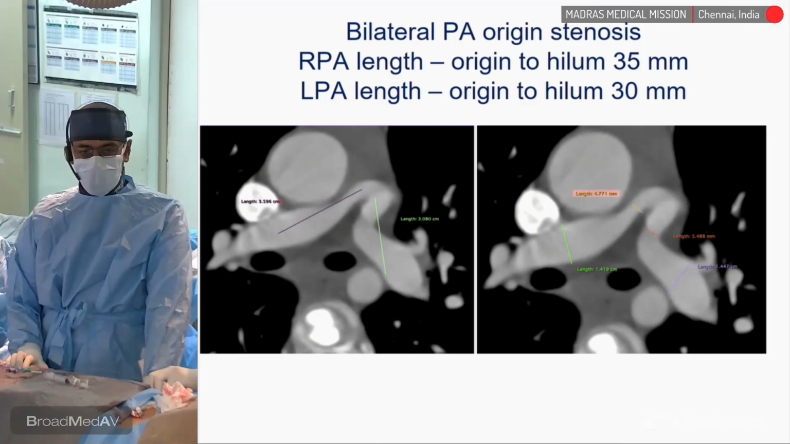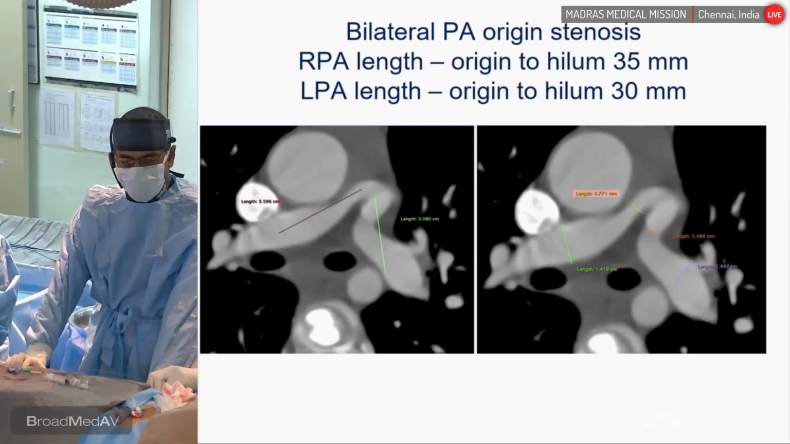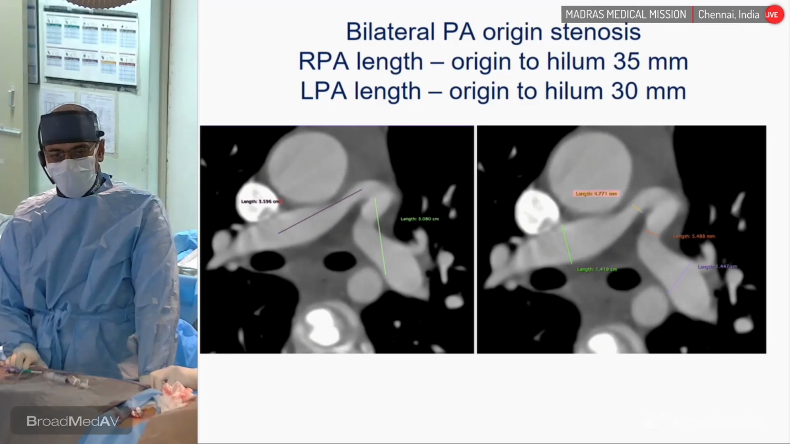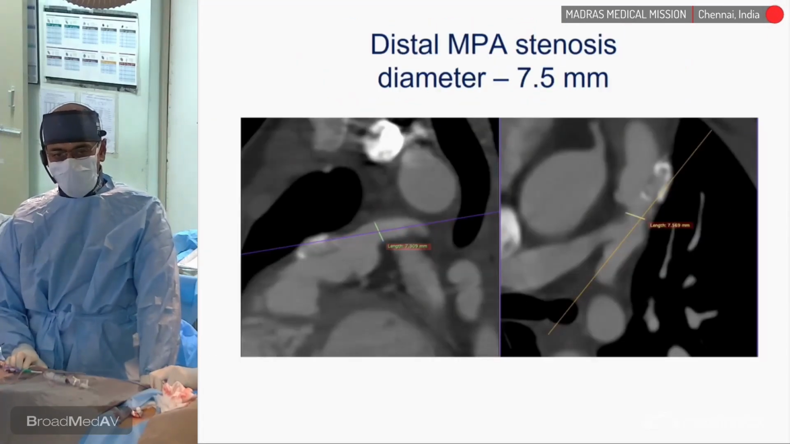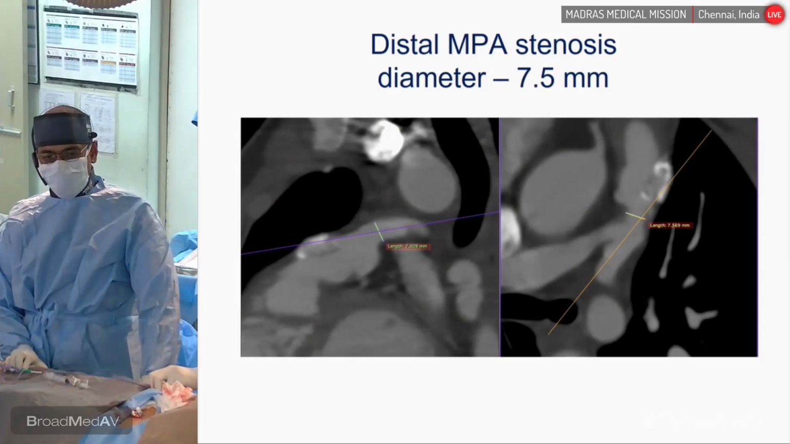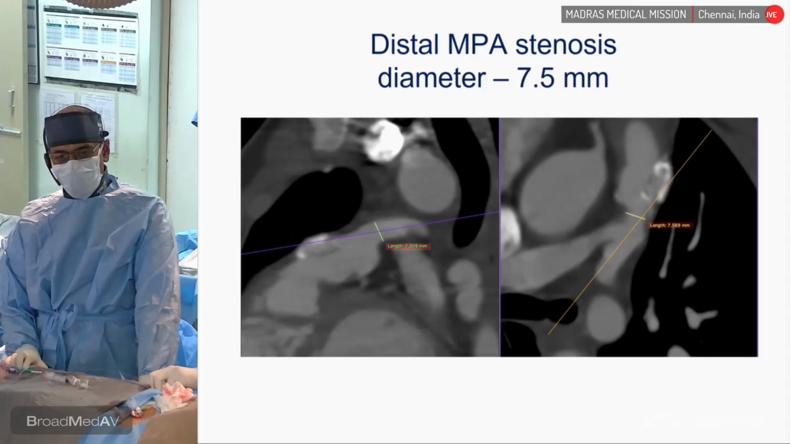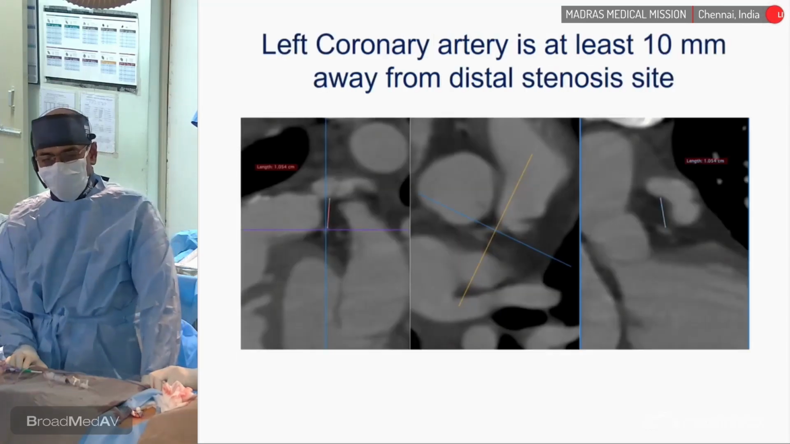The important thing is to analyze the length of these pulmonary arteries. The right pulmonary artery is measuring almost as long as 35 millimeters and the left is measuring as long as 30 millimeters. This is the region of the distal main pulmonary artery. The tight, very narrowed portion of the distal main pulmonary artery is as small as 7.5 millimeters.